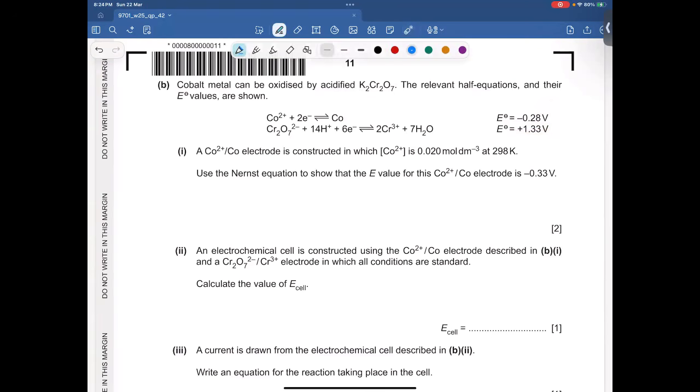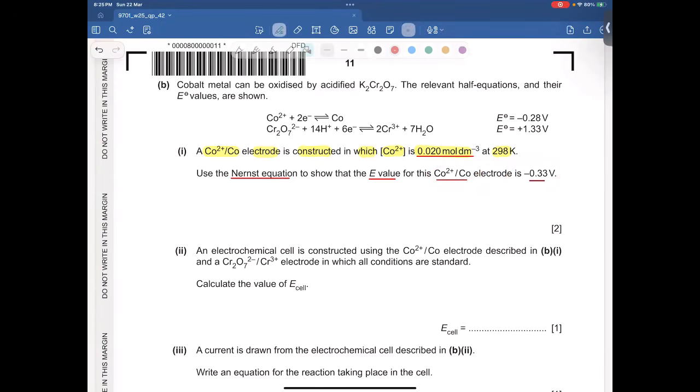Anyway, let's read the question again. The cobalt ion half cell electrode is constructed in which concentration of cobalt ion is 0.02 mole per dm cube at 298 Kelvin. By the way, this concentration is not 1 mole per dm cube, which means it is going to be the non-standard condition. And when we use non-standard condition, normally we use the Nernst equation. The E value for this half cell is minus 0.33. So the value of half cell is given. We need to show how we could determine this value.